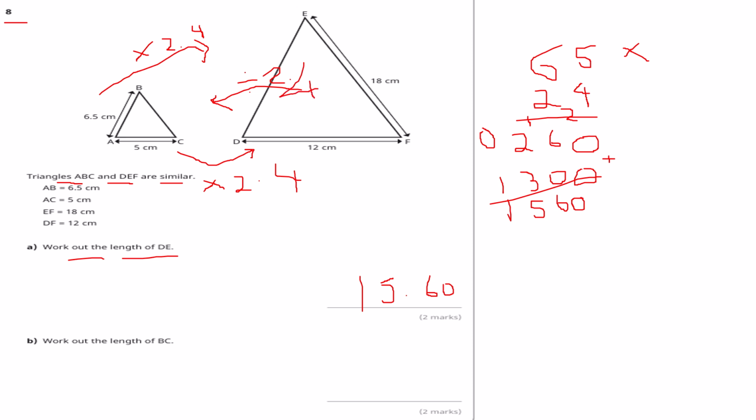What about part B? Work out the length of BC. Again, that'll be 18 divided by 2.4. I'm going to write this as 18 divided by 12 fifths. So 18 divided by 12 fifths is the same as doing 18 multiplied by 5 twelfths.